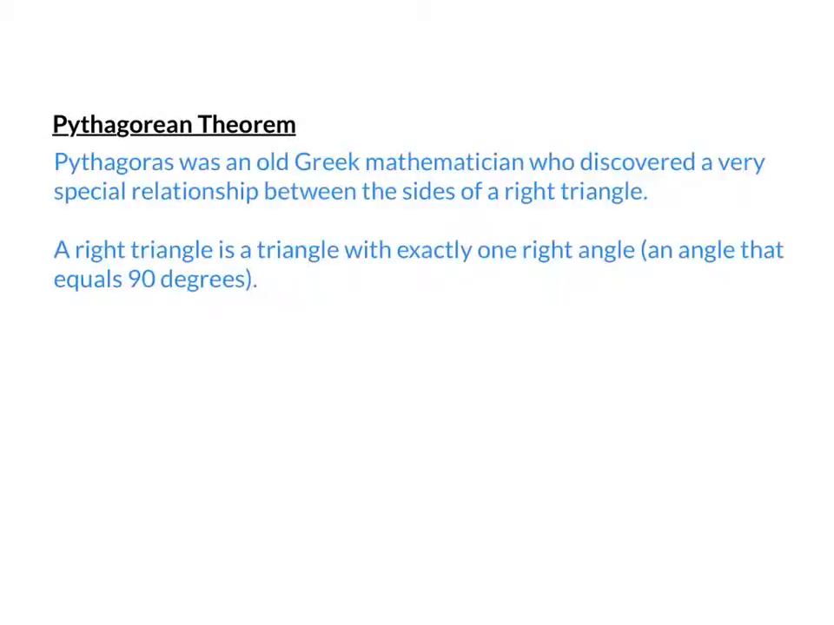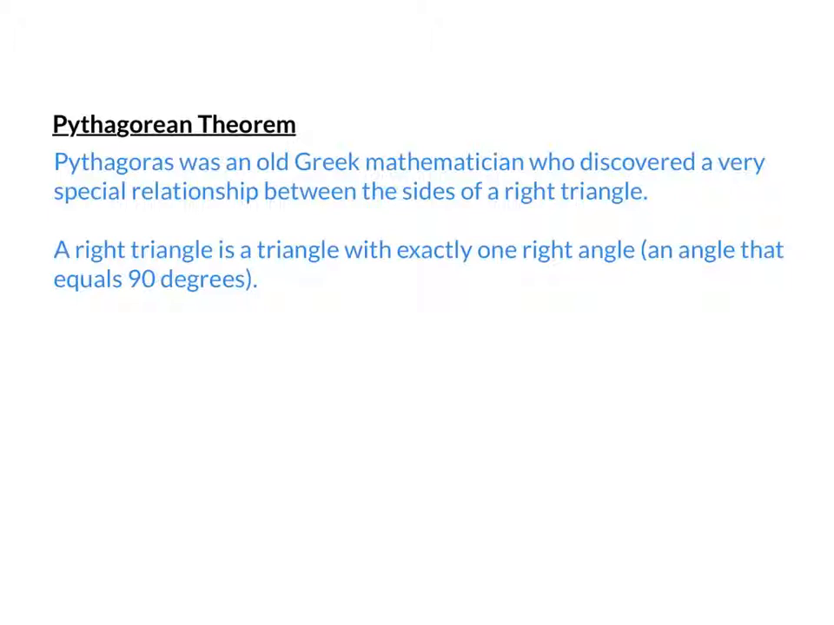So here's some background for you. Pythagoras was the person who discovered this. He was one of the original mathematicians, the Old Greek, so I guess you could call him an OG. You've been waiting to say this. Actually, it just dawned on me right now. Old Greek. Very special relationship between the sides of a right triangle.